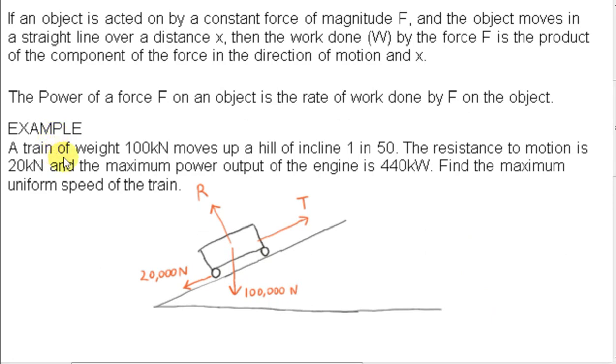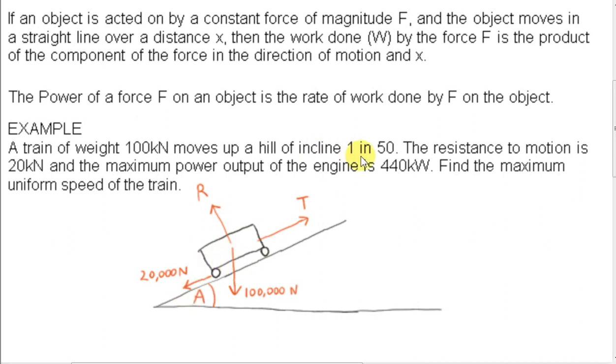Let's take an example. A train of weight 100 kilonewtons, that is 100,000 newtons, moves up a hill of incline 1 in 50. The resistance to motion is 20 kilonewtons, and the maximum power output of the engine is 440 kilowatts. Find the maximum uniform speed of the train. So we are assuming here that the train is moving with uniform speed up this incline. Now we know from Newton's first law that if an object is moving with constant velocity, then the resultant force on the object is 0.